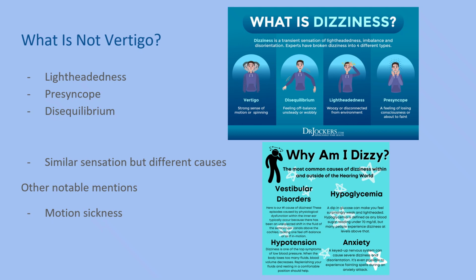Dizziness is defined as a transient sensation of lightheadedness, imbalance, and disorientation. Vertigo is a strong sense of motion or spinning. Disequilibrium is the feeling of being off balance, unsteady, or wobbly. Lightheadedness is defined as wooziness or being disconnected from the environment. Presyncope is a feeling of losing consciousness or about to faint. Some other causes of dizziness include hypoglycemia, hypertension, and anxiety.